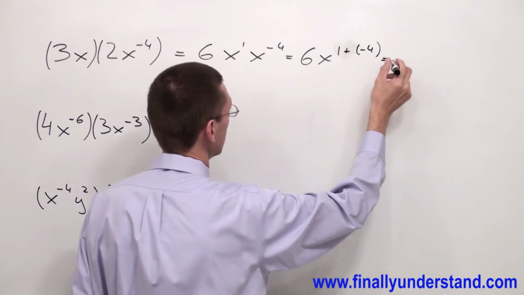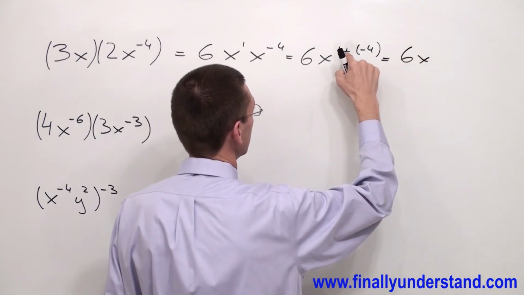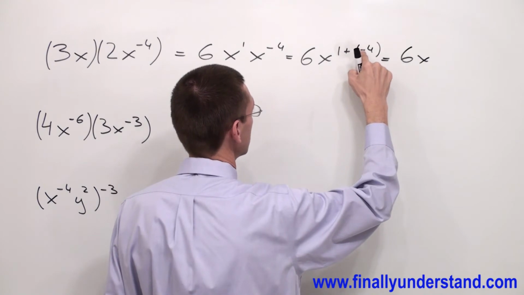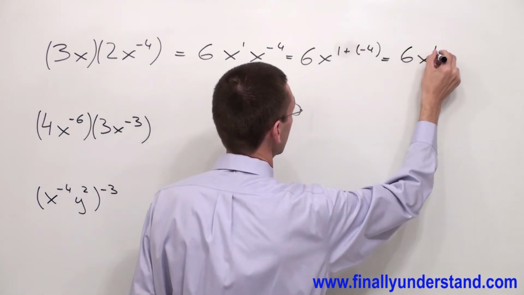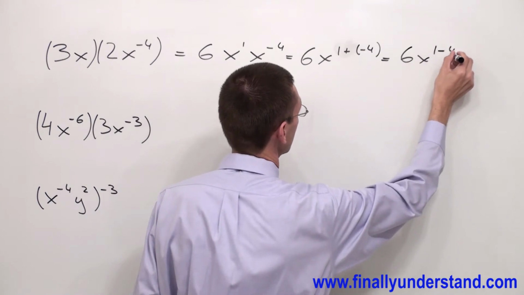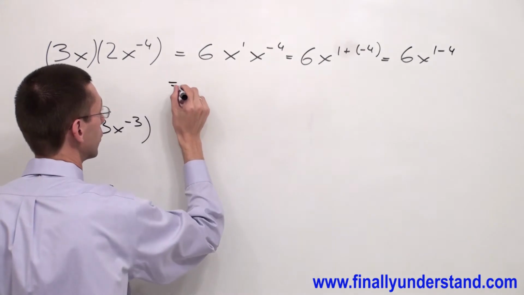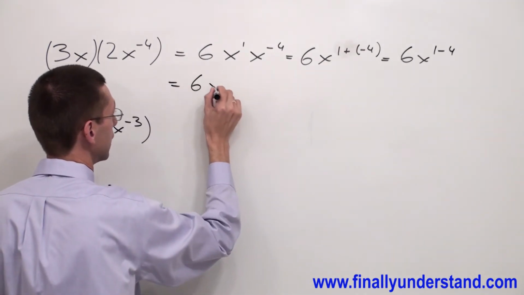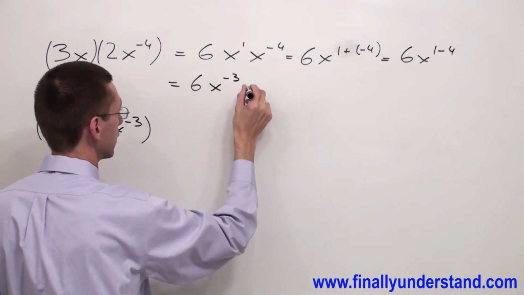So this is equal to 6x. Positive times negative gives me negative. So I'm going to have 1 minus 4. Okay? So this is going to be equal to 6x to minus 3. Okay?